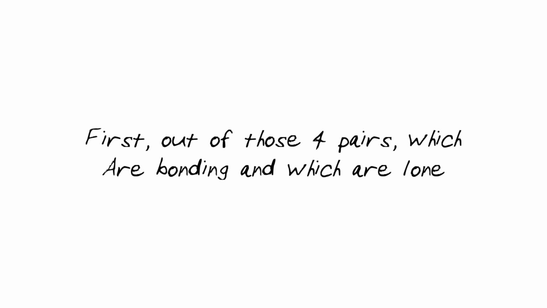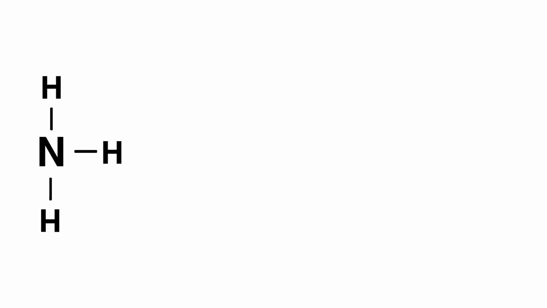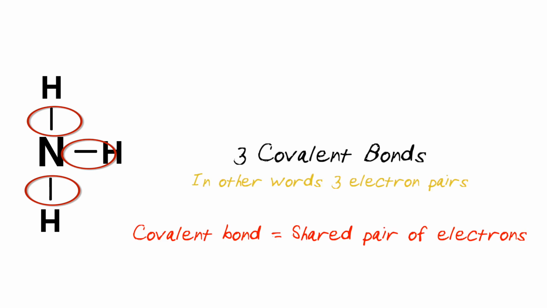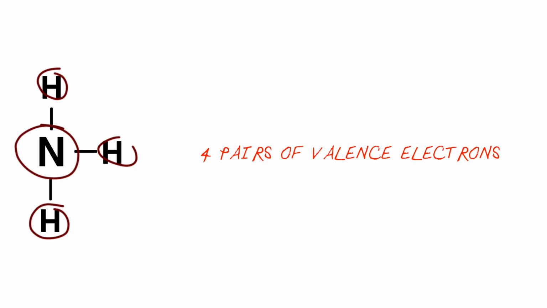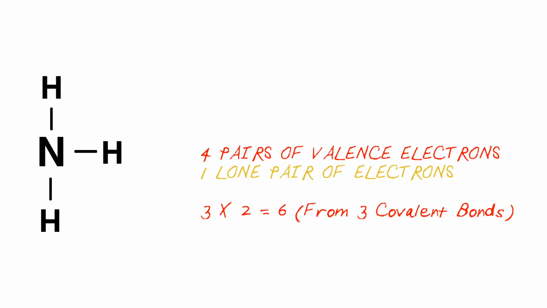But first, we're going to visit the distinction between bonding and non-bonding pairs of electrons. Lone and non-bonding are interchangeable. If we look at ammonia, you can see that there is 3 covalent bonds. Because by definition, a covalent bond is a shared pair of electrons, this means out of the 8 valence electrons on an ammonia molecule, 2 of them aren't bonded because there's only 3 covalent bonds. 3 times 2 is 6. Therefore, there is 1 lone pair of electrons.